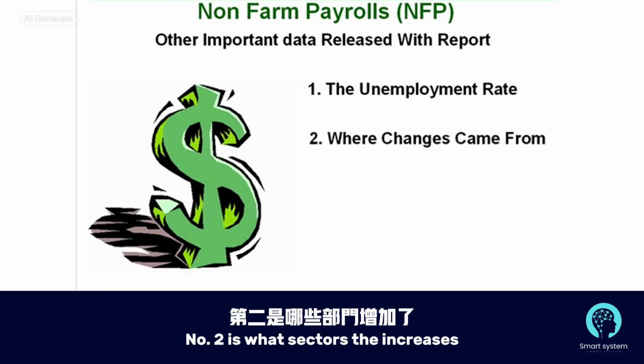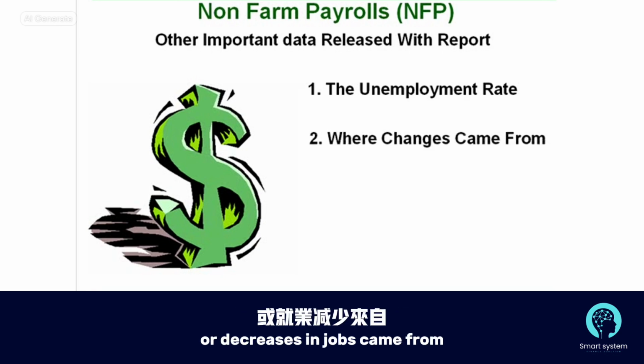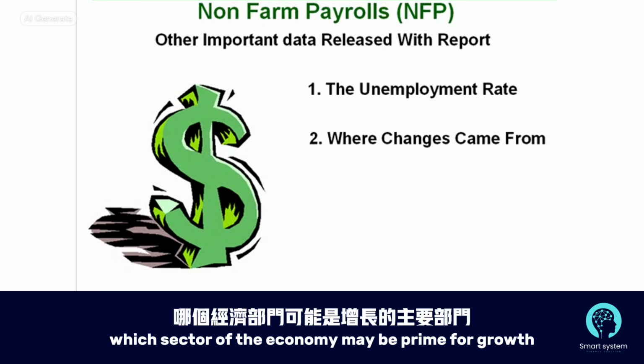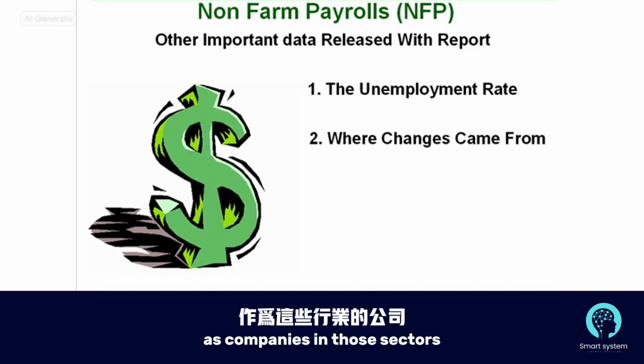Number 2 is what sectors the increases or decreases in jobs came from. And this can give traders a heads up on which sector of the economy may be prime for growth, as companies in those sectors gear up hiring in anticipation of future growth.